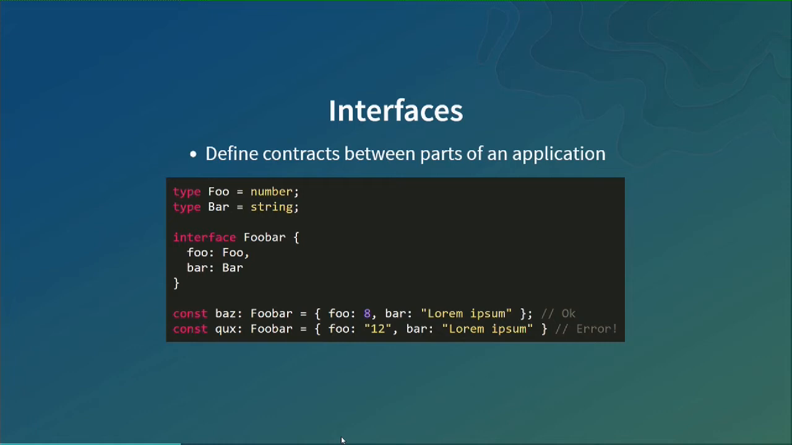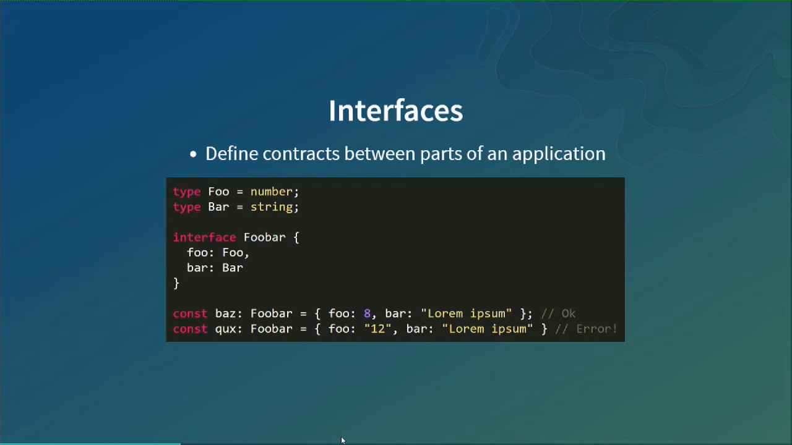And you can see in the first example with baz that I've assigned it an object that actually does implement this interface FooBar. So it has a foo property, which is a number, and a bar property, which is a string. And so the compiler's fine with that. Everything works out. If I now try to assign quux an object that is not a proper implementation of FooBar, the compiler yells at me. So foo in this case is a string, so I get yelled at again.